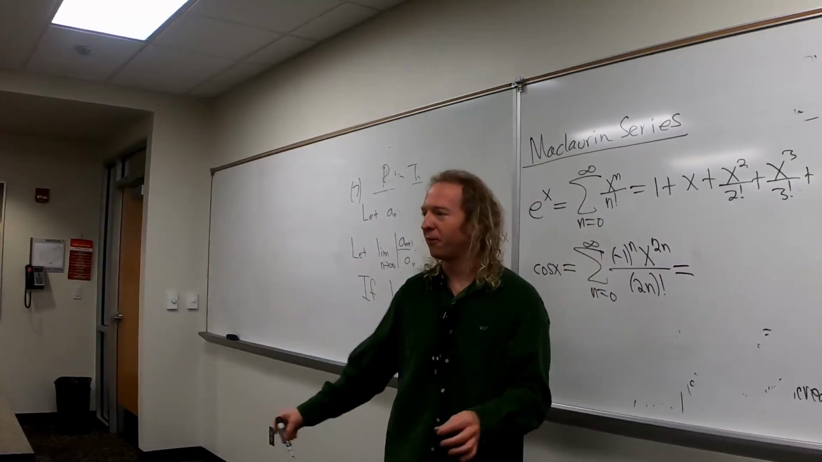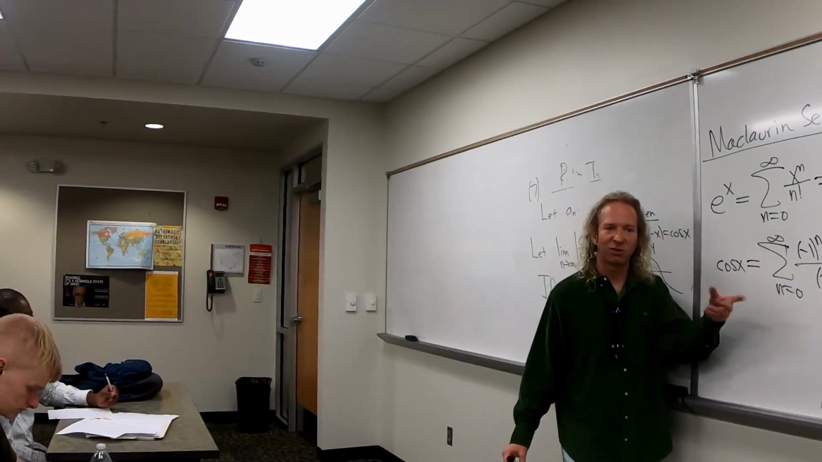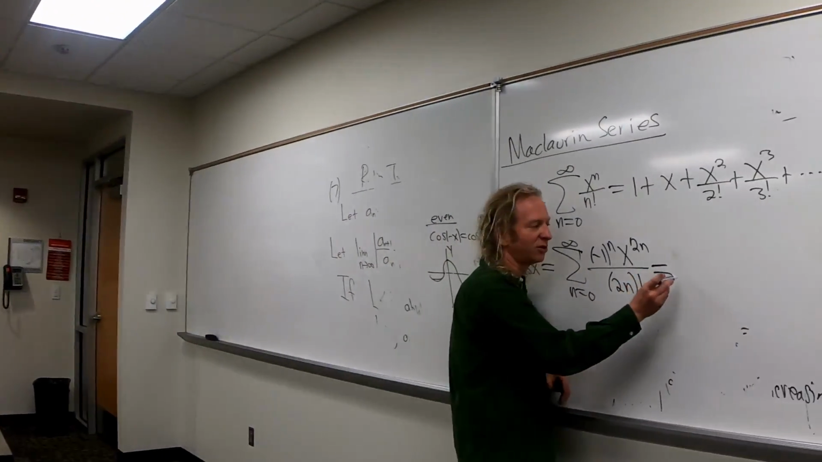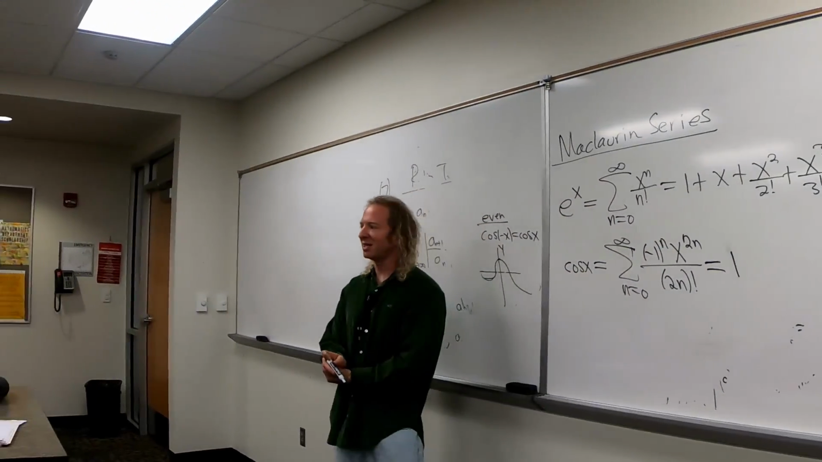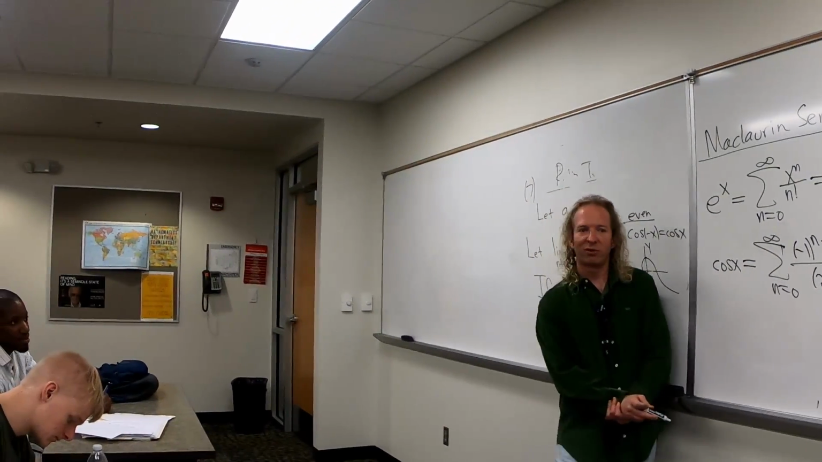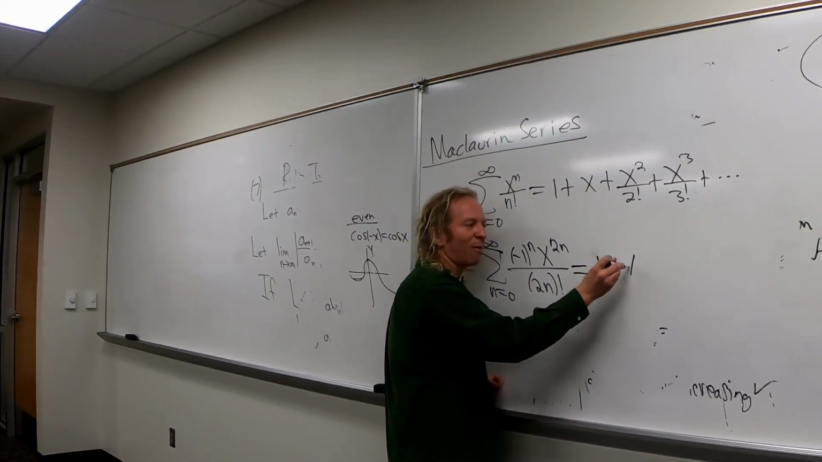What is the first even power of x? Not 2, but what's another? 0. So you just get 1. x to the 0 is 1. And then what is the next even number after 0? 2. So it alternates, so it's minus. This is how I memorize it.